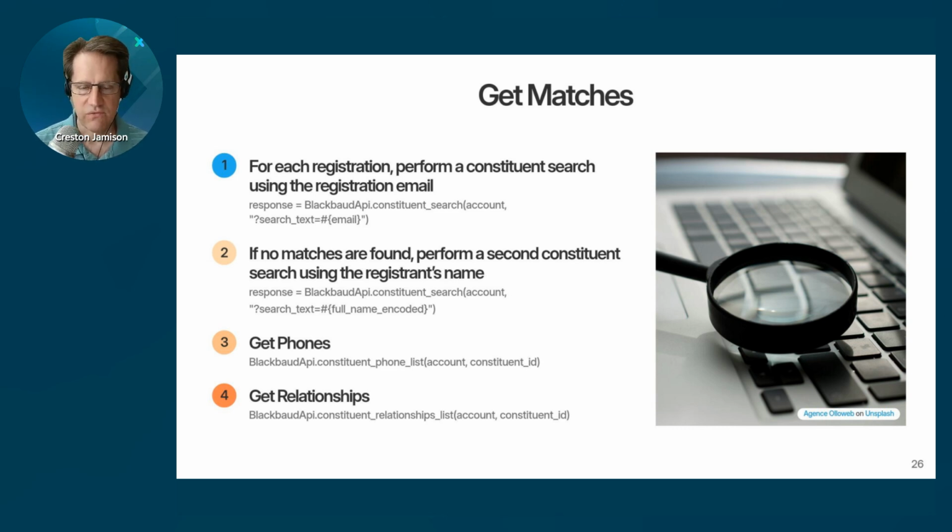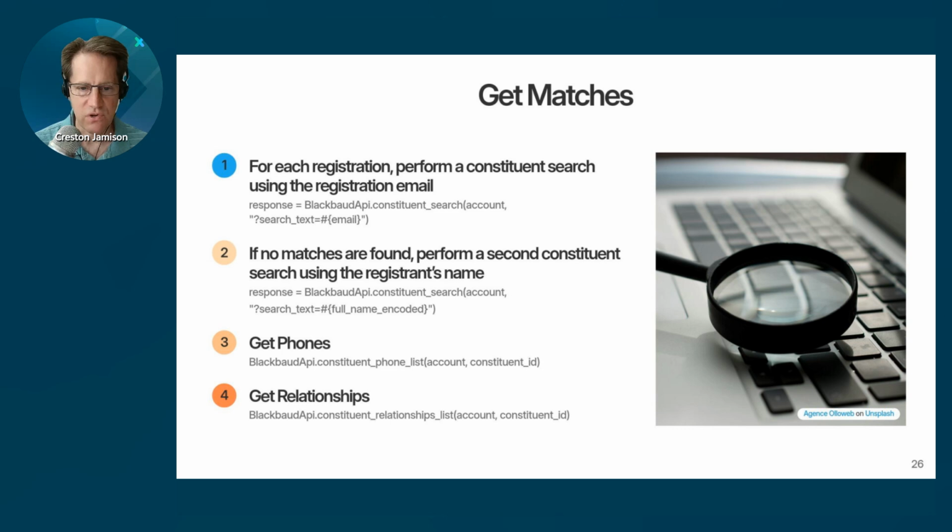Okay, so again, the first step once you have registrations coming in is to get the matches for those registrations. So for each registration, perform a constituent search using the registration email. Again, we're using our Blackbaud API module, calling the constituent search method, giving the customer account, and we're sending a search string. So you can see in number 1 here, the search text equals email. This finds records that have that email and returns the response in terms of the match. Now, if you look at number 2, if no matches are found, perform a second constituent search using the registrant's name. This code is exactly identical to the code above, but it changes the search text to a full name encoded to work within a URL.